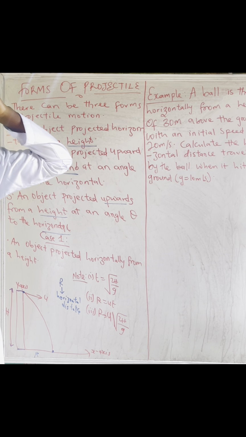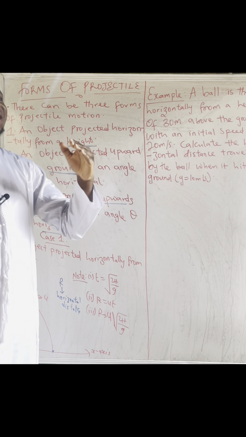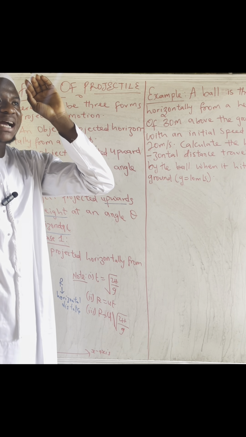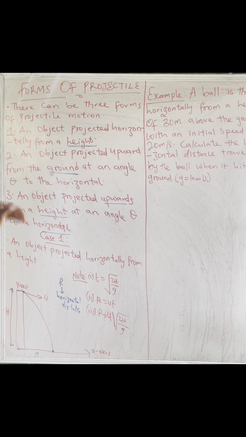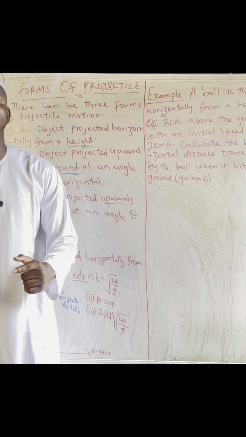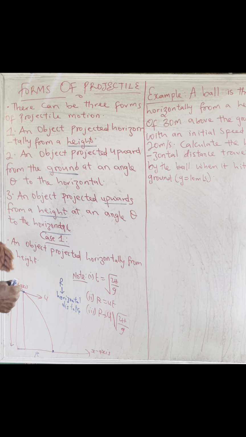Firstly, you have to know that case one is talking about if you are at a particular height, then you are projecting a particular body horizontally. While case 2 is talking about the projection of an object from the ground. While case 3 is talking about the combination of case 1 and case 2.